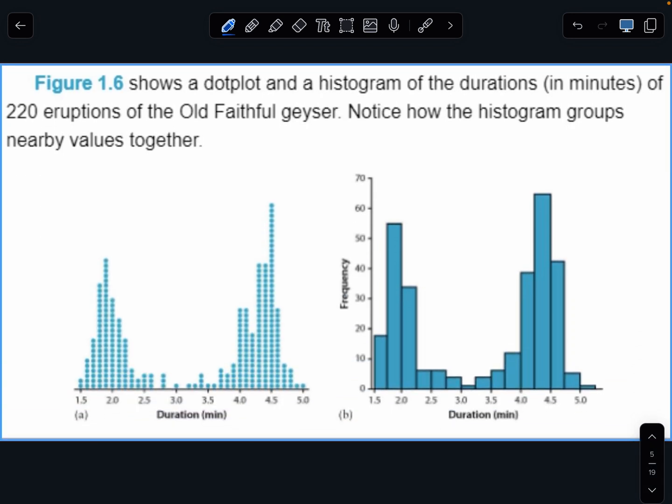And this is a comparison, right? The figure on the left shows a dot plot, and the figure on the right is a histogram of the exact same data. Again, what we said up above, the dot plot on the left is much more individualized, but the histogram on the right makes it much easier to see trends.